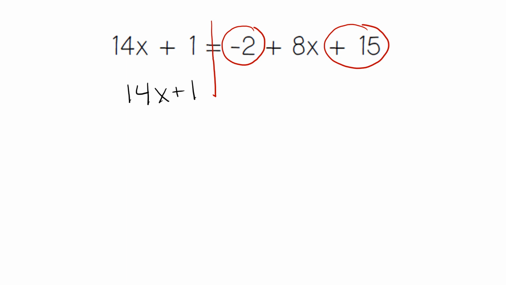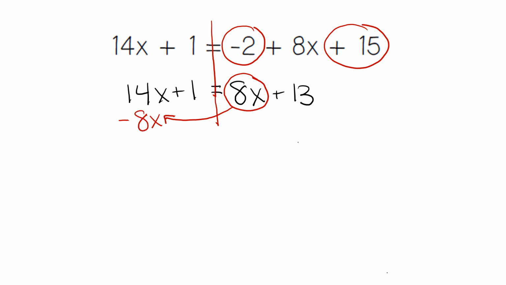The 14x plus 1 is going to stay the same. The 8x is also going to stay the same. And we combine negative 2 and 15 together to give us 13. Moving into step number 3, we take our variable 8x and we move it to the left-hand side. Instead of plus 8, we do the opposite. We do a minus 8.